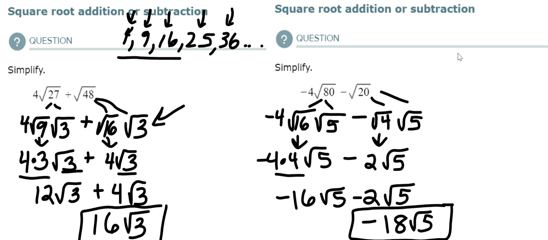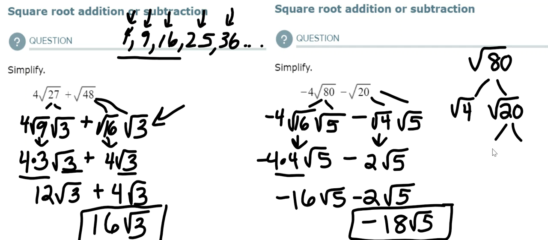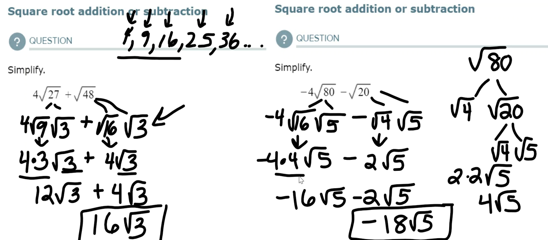Now I did mention you could break apart 80 with a 4. So you would do the square root of 4 times the square root of 20, which works, but then you can also break apart 20 again. Then you'd end up with 2 times 2 times the square root of 5, which gives you 4 square roots of 5, which is what we got right here. So you can technically do that, it just takes more work. You want to find the largest square number that the radicand can divide by.